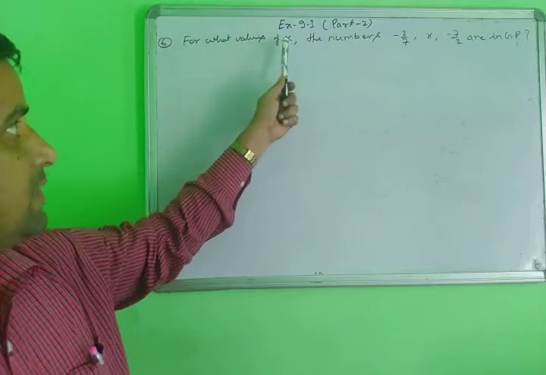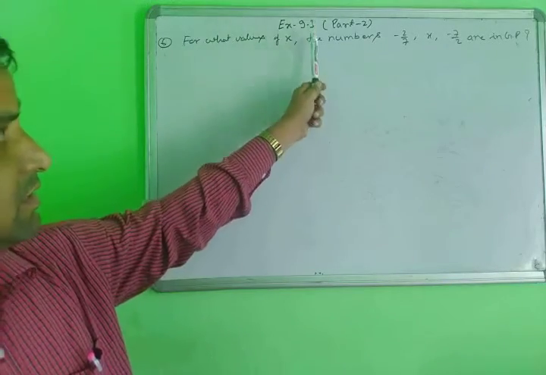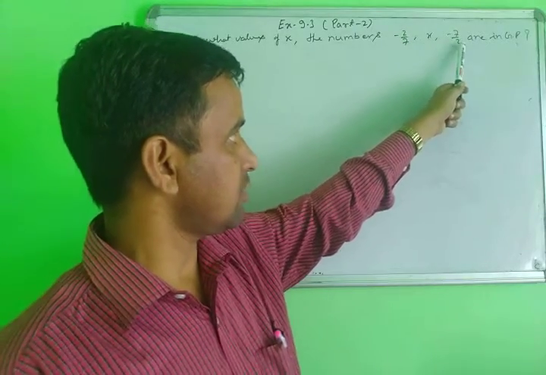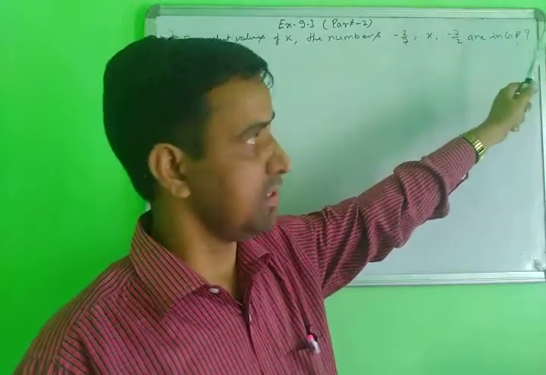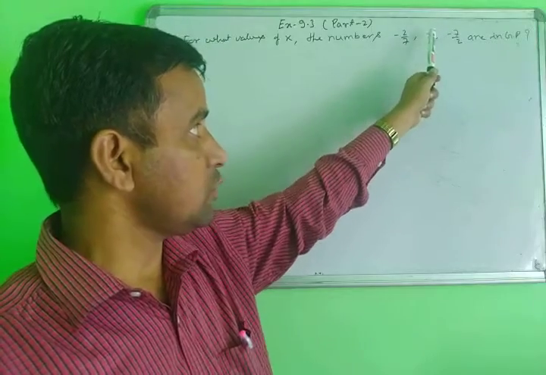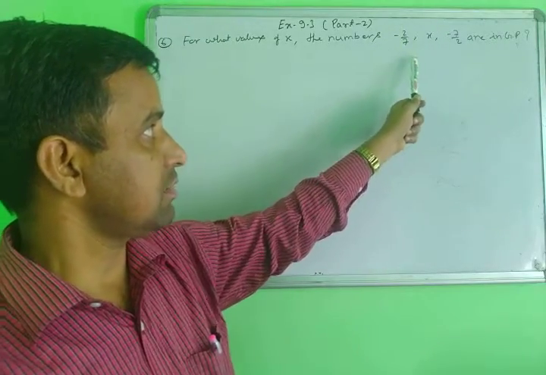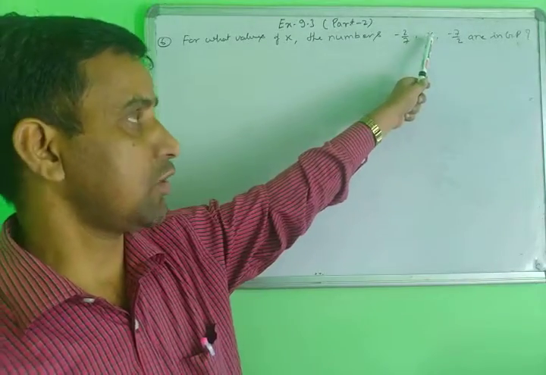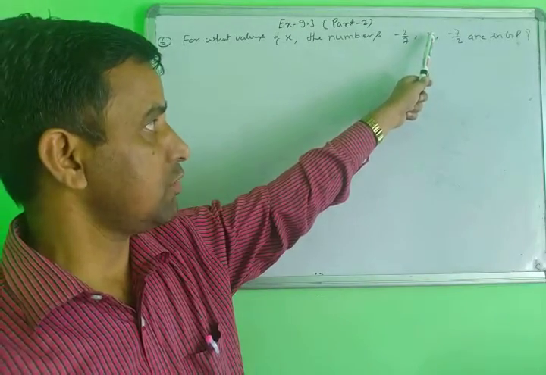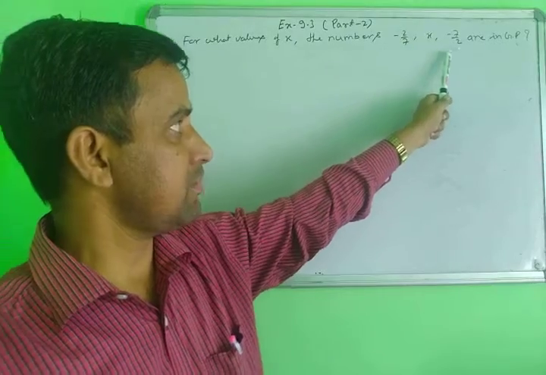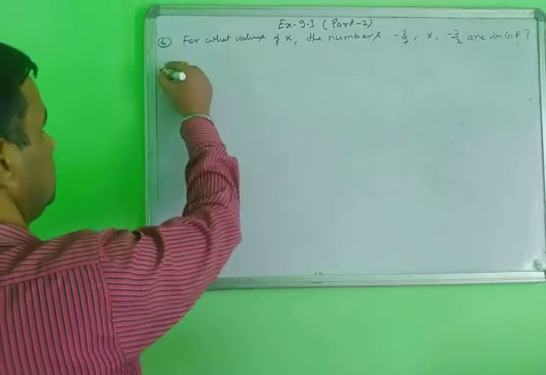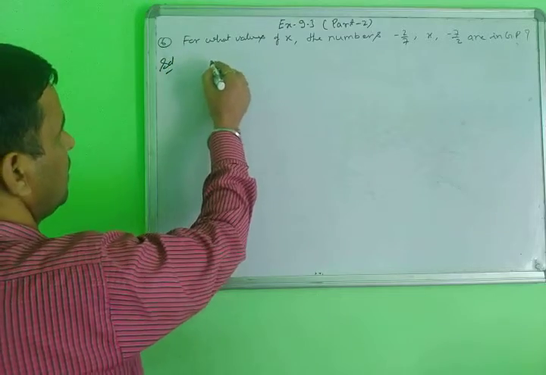For what value of x are the numbers minus 2 upon 7, x, minus 7 upon 2 in GP? What value you put here, these three numbers will convert into GP. X is the unknown number here. What number can you put here so these three numbers become a GP? Yes, now start the solution.